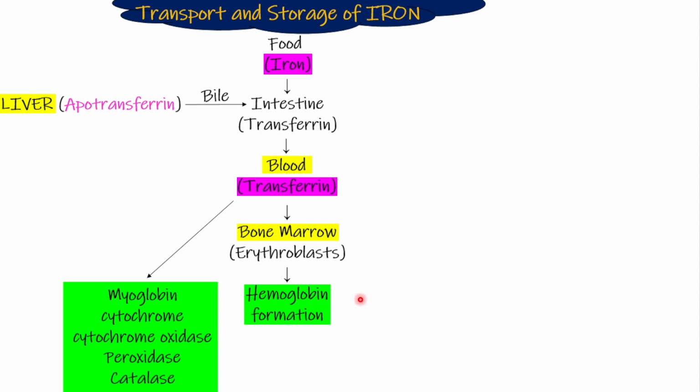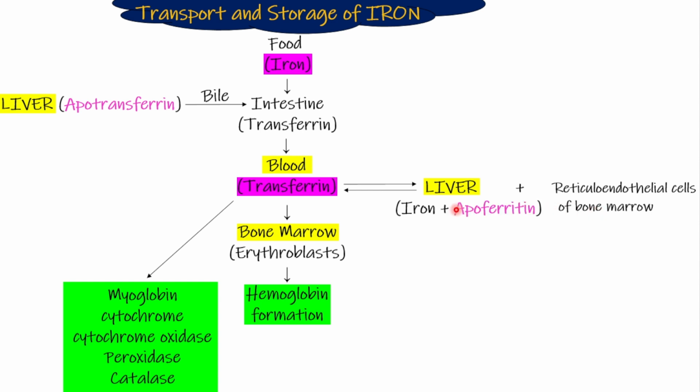Then the extra amount of iron goes to the liver and reticuloendothelial cells of bone marrow for storage. Now, this iron will be converted into ferritin. The main storage form of iron is ferritin. So iron combines with apoferritin and is converted into ferritin. Just like previously, where apotransferrin was made by the liver, iron combined with apotransferrin and transferrin was formed. Similarly, now iron combines with apoferritin and ferritin is formed.